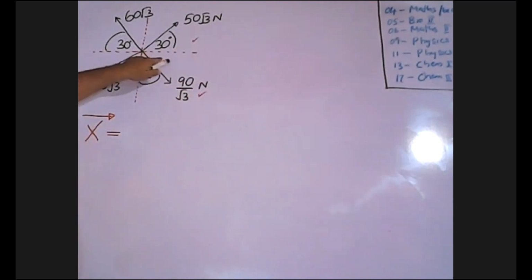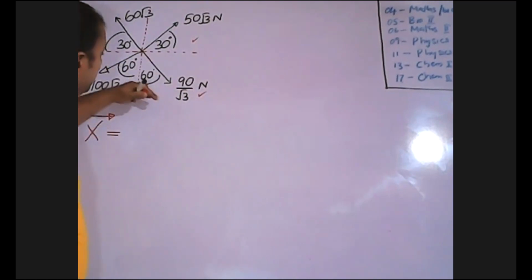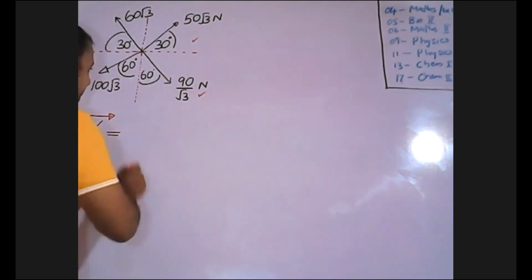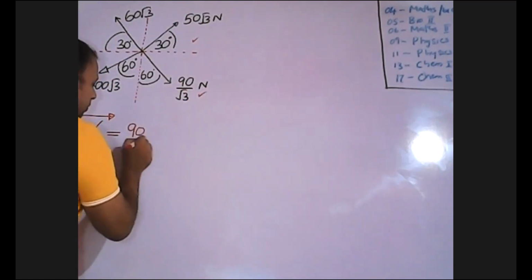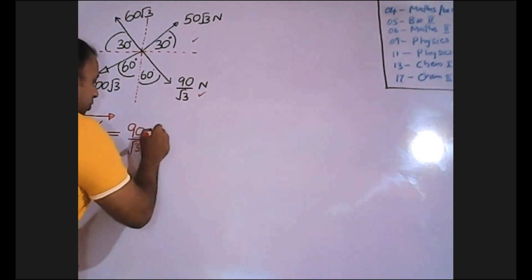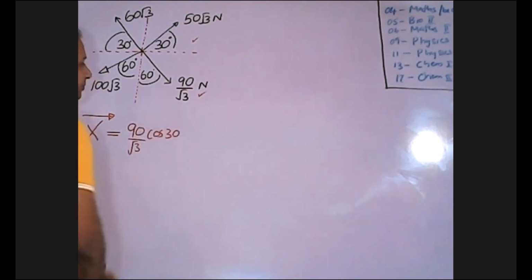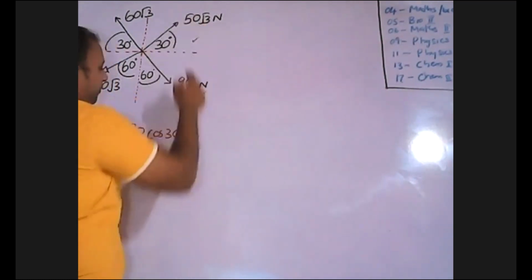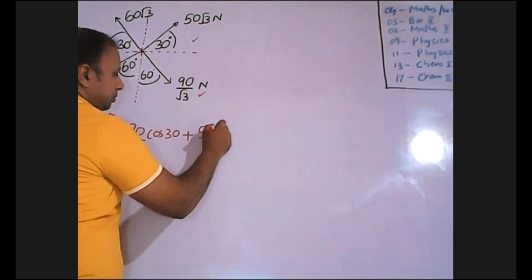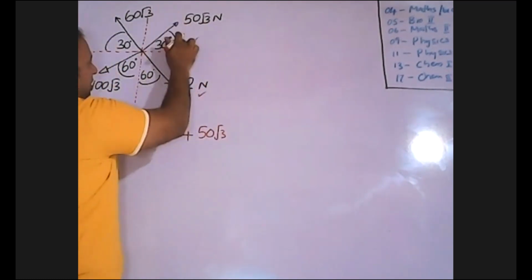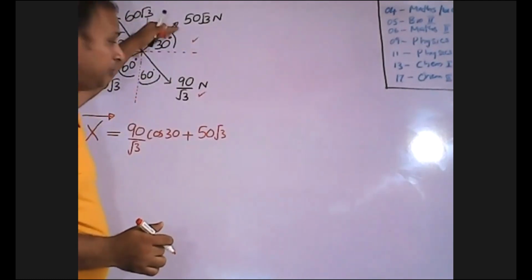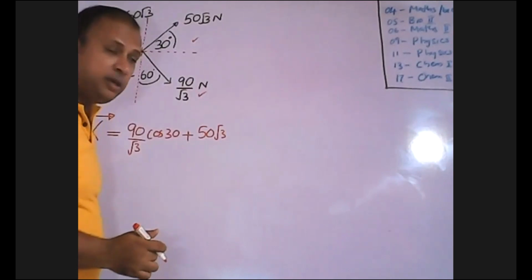This angle is 30. Therefore I can take it as 90 over root 3 cos 30, plus 50 root 3 cos 30. Here this is the angle, therefore that angle is 30. If you resolve into this direction, that will be cos 30.